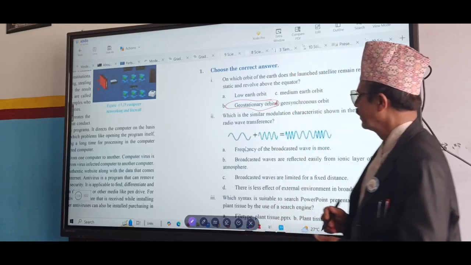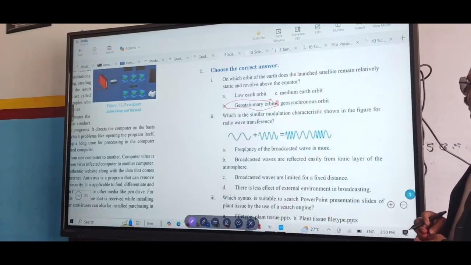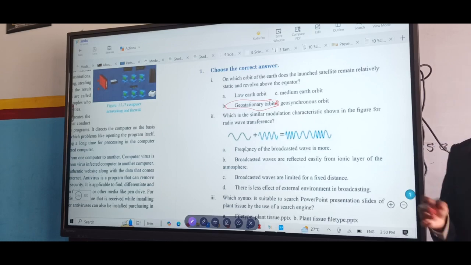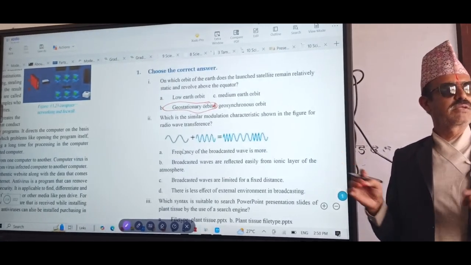Number second, read the question. Which is the similar modulation character shown in the development of radio wave frequency? Frequency of the broadcasted wave is more. Broadcasted waves are reflected easily from the ionic layer of the atmosphere. Broadcasted waves are limited for a fixed distance. There is less effect of external environment in broadcasting. Which one is correct? Hello children, you have to do this work first. Don't copy that.